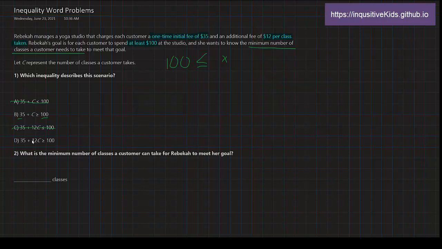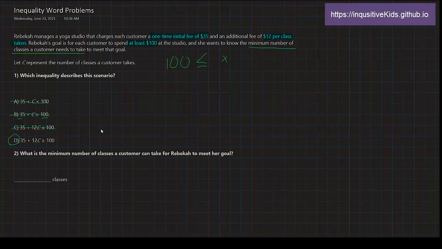Let's now look at D and compare them. $35, $100, and now we have plus 12C. 12C is talking money because it means $12 per class. But C is just the number of classes, so I think we'll stick with D. Yes, it makes the most sense. It means 35, which is that initial fee, plus 12 per class taken is greater than or equal to, or at least, $100. So that fits this scenario. That's the answer for the first problem.